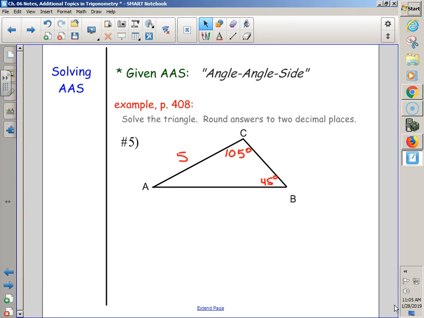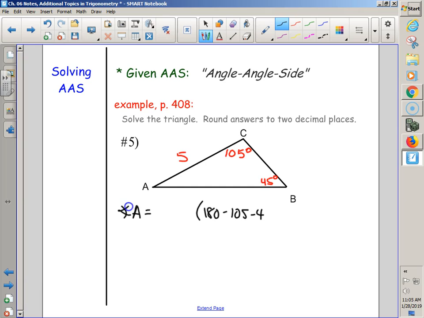Angle A is easy because if we have 2 angles, all we have to do to find angle A is, yeah, we can just do 180 minus 105 minus 45. You guys check my mental math or do mental math. Is it 30? Good. So that can lead us to, we already have one. Now life gets harder.